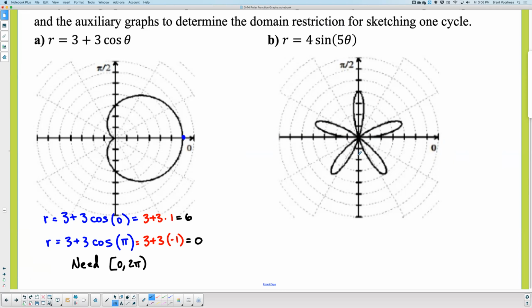Okay, now let's check this one, 4 sine 5 theta. Again, this is based off of the maximum and minimum values for the parent function. This time, the maximum for sine occurs at pi over 2, so we're going to look at 4 sine of 5 times pi over 2. And for the minimum, which occurs at 3 pi over 2, r equals 4 sine of 5 times 3 pi over 2.